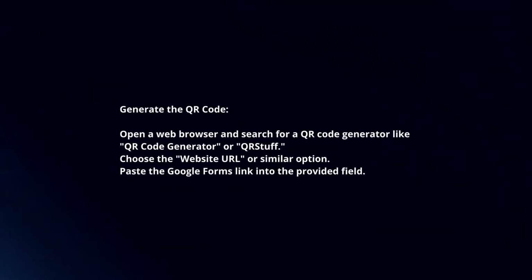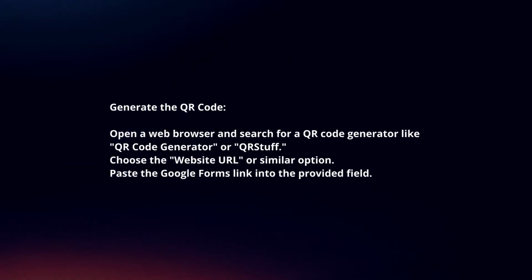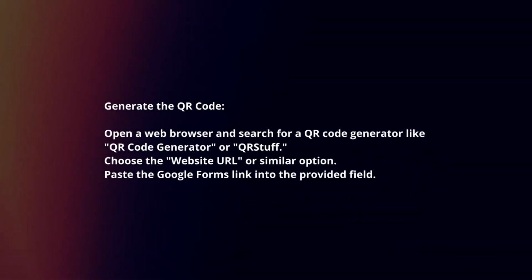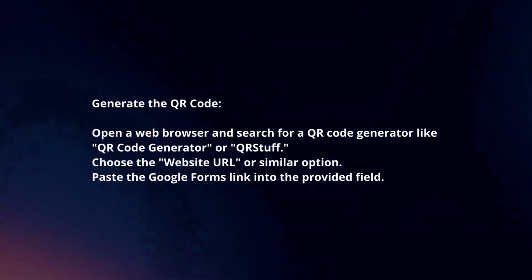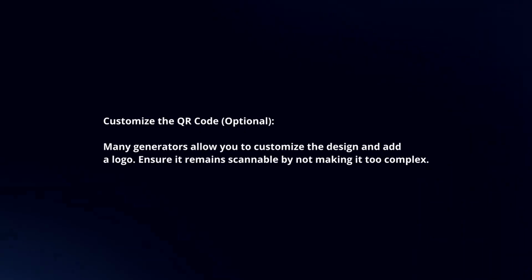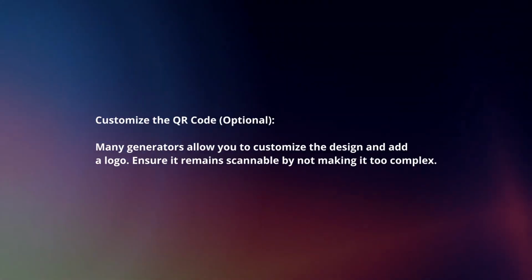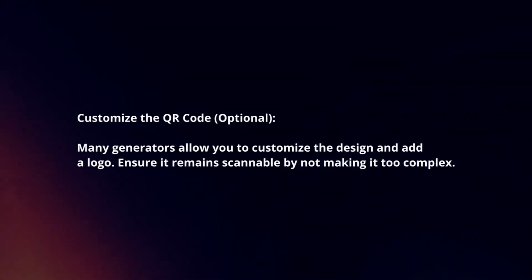Generate the QR code. Open a web browser and search for a QR code generator like QR Code Generator or QR Stuff. Choose the website URL or similar option. Paste the Google Forms link into the provided field. Customize the QR code. Many generators allow you to customize the design and add the logo. Ensure it remains scannable by not making it too complex.